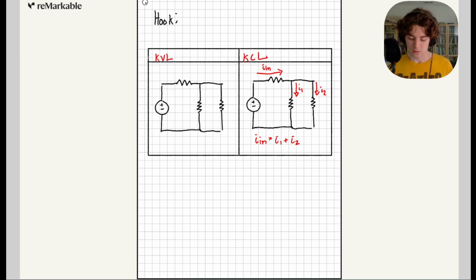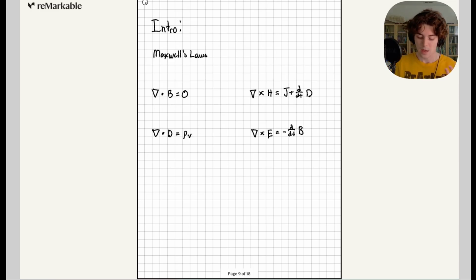But as it turns out, despite this making intuitive sense, this law doesn't always hold. In fact, there are certain cases where both of these laws break. And we can see where these are based on Maxwell's laws. Maxwell's laws are where, in part, these Kirchhoff's laws are derived from. So it's in some part taken and simplified.